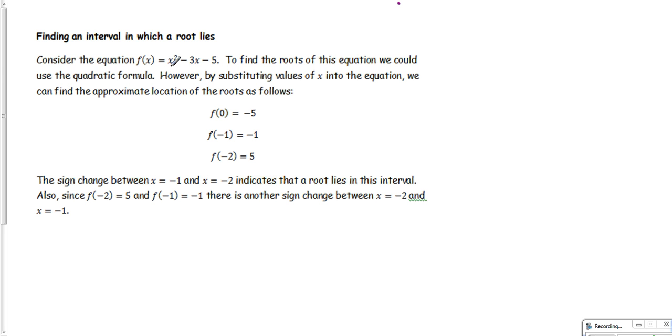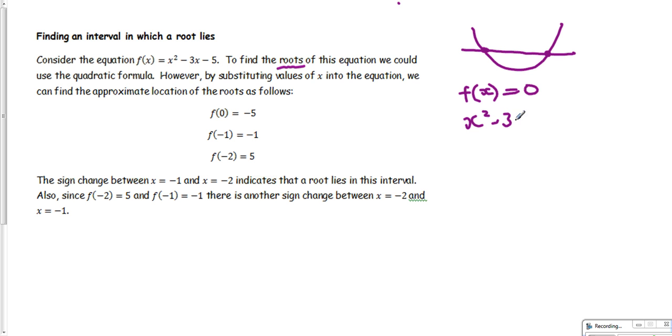So we've got this equation at the top, and we want to find the roots of the equation. Now, the roots are the places where the quadratic crosses the x-axis. So we're looking for these 2 points, and obviously that varies for each quadratic. So we're after this function f of x being equal to 0, so it's crossing the x-axis. So we're looking for where x squared minus 3x minus 5 equals 0.